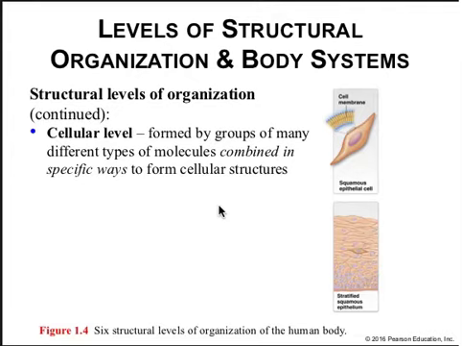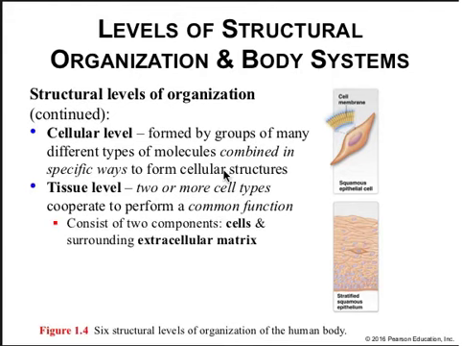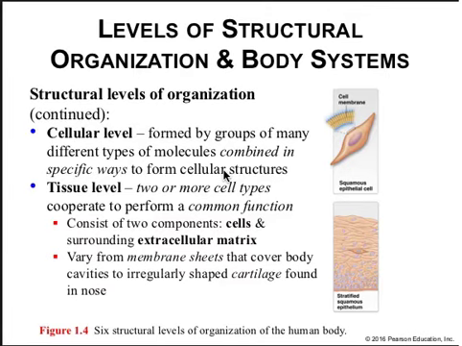The tissue level is two or more cell types cooperating to perform a common function. They consist of two components, the cells and their surrounding environment, which is called the extracellular matrix. They can vary from membrane sheets that cover body cavities to irregularly shaped cartilage found in the nose. So there's a wide variety of different tissues. Okay, tissue at its most basic definition is a group of cells with similar characteristics that are connected to each other that can do something as a team that a single cell could not do on its own.